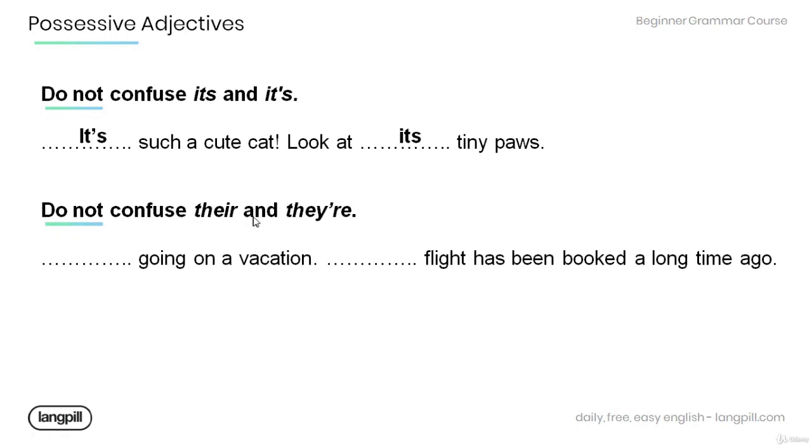Also, do not confuse they're and their. Read the following sentence and fill in the gap with either they're or their. Going on vacation. Flight has been booked a long time ago. They're going on a vacation. Their flight has been booked a long time ago.